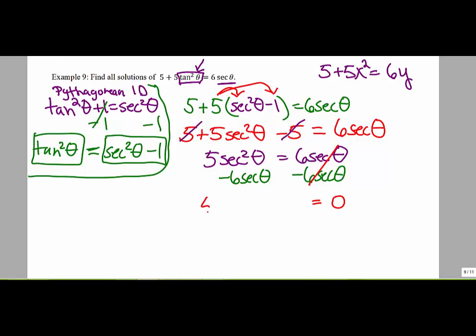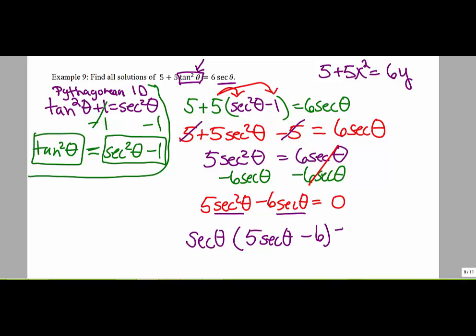So we're going to bring everything to one side. So we have 5 secant squared theta minus 6 secant theta. So once everything is in terms of secant only, we're going to try to factor. Well, what is common between those two terms? They both have secant theta. So let's factor out secant theta. So that's secant theta times 5 secant theta minus 6 equals 0.